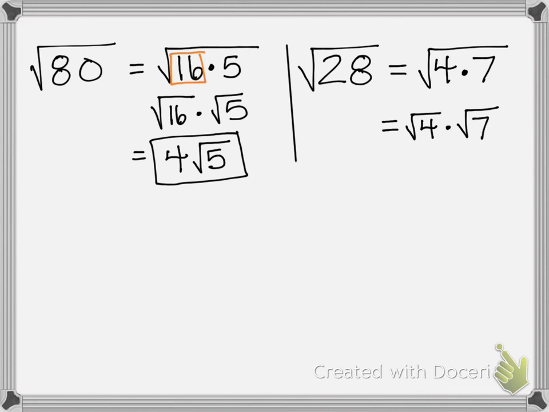I can also say radical instead of square root. And then I know that the square root of 4 is 2. So I have a 2 that no longer is underneath the square root sign, but then the 7 has to stay as the radicand. So my simplified answer is 2 radical 7, or 2 times the square root of 7.